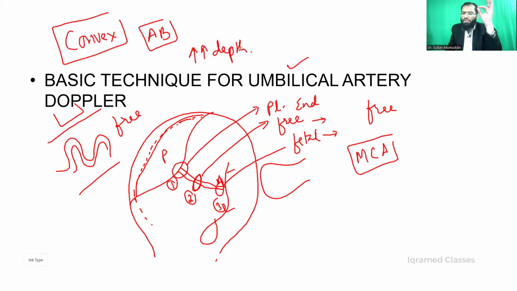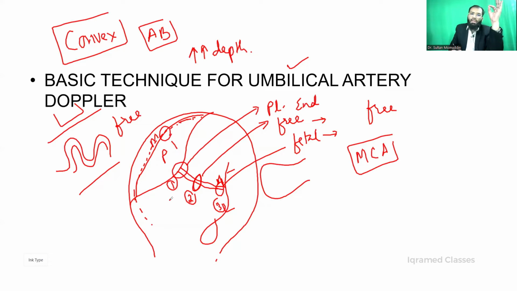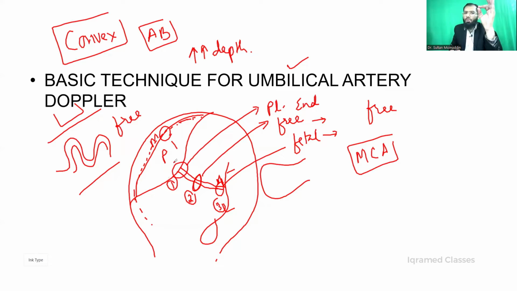Now, I ask you a simple question. Suppose you want to look at this junction of placenta and myometrium, then which is the best probe? Is it convex probe or linear probe? Is the convex probe better for placenta myometrial junction or a linear probe better for placenta myometrial junction? So it is correct, very good.